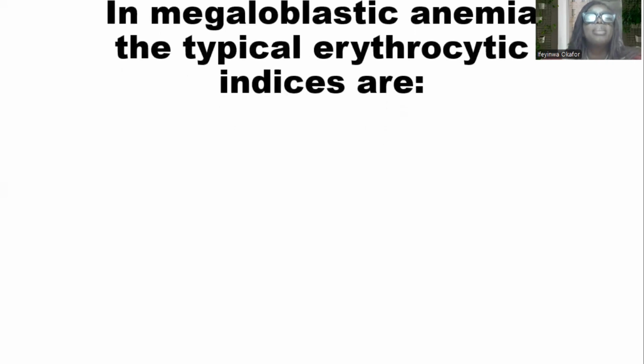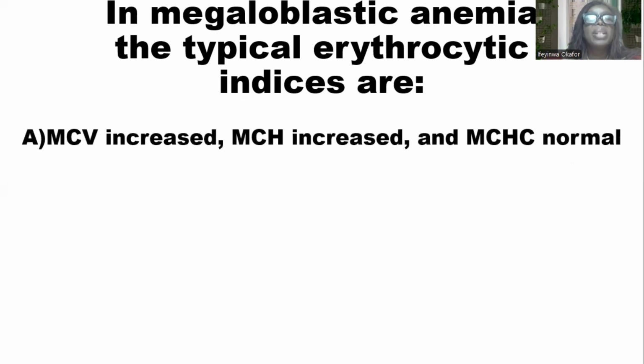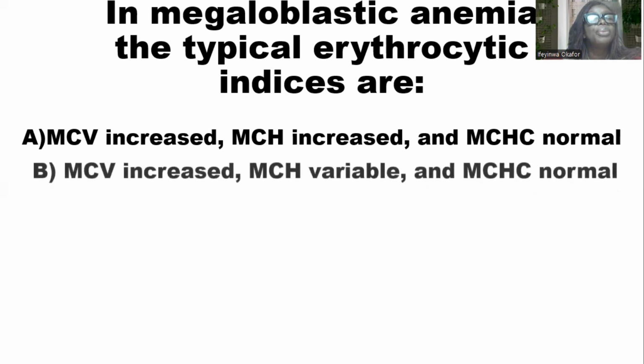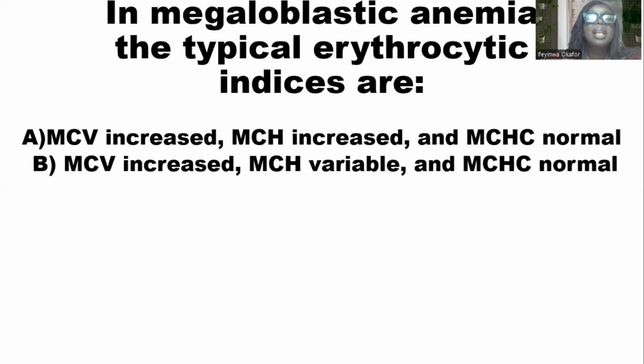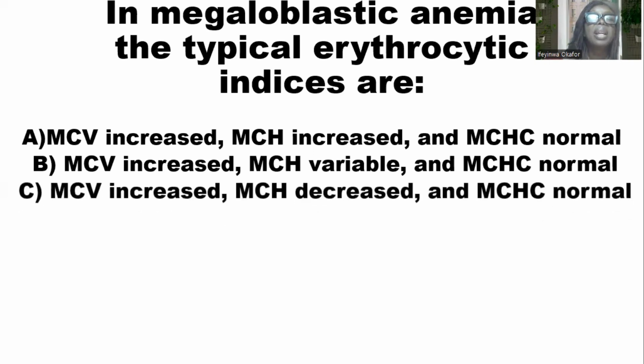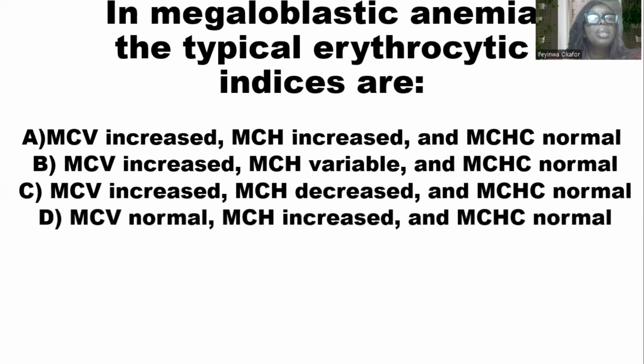In megaloblastic anemia, the typical erythrocytic indices are: MCV increased, MCH increased, and MCHC normal. MCV increased, MCH variable, MCHC normal. MCV increased, MCH decreased, and MCHC normal. MCV normal, MCH increased, MCHC normal. And the answer is C, MCV is increased, MCH decreased and MCHC normal.